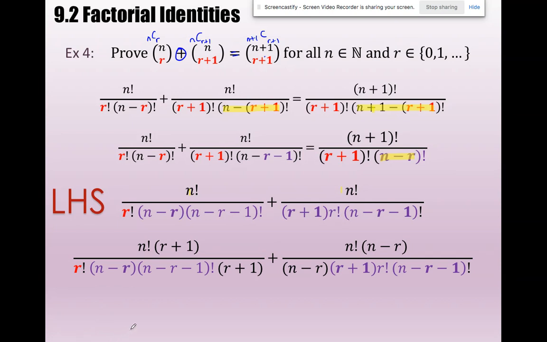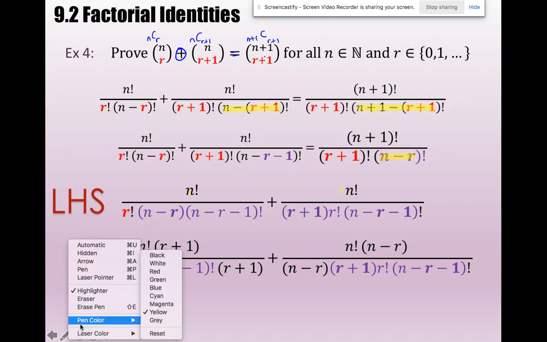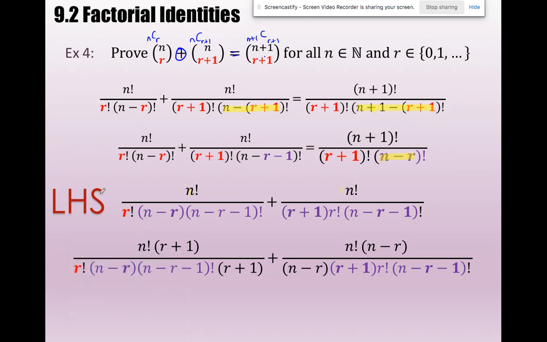What happened there? I'm going to give you a moment just to look at it. What did I do? So notice in the denominators up here in this step, I have an r factorial, I have an n minus r, and I have an n minus r minus 1 factorial. In this denominator, I also have an r factorial. I also have an n minus r minus 1 factorial.